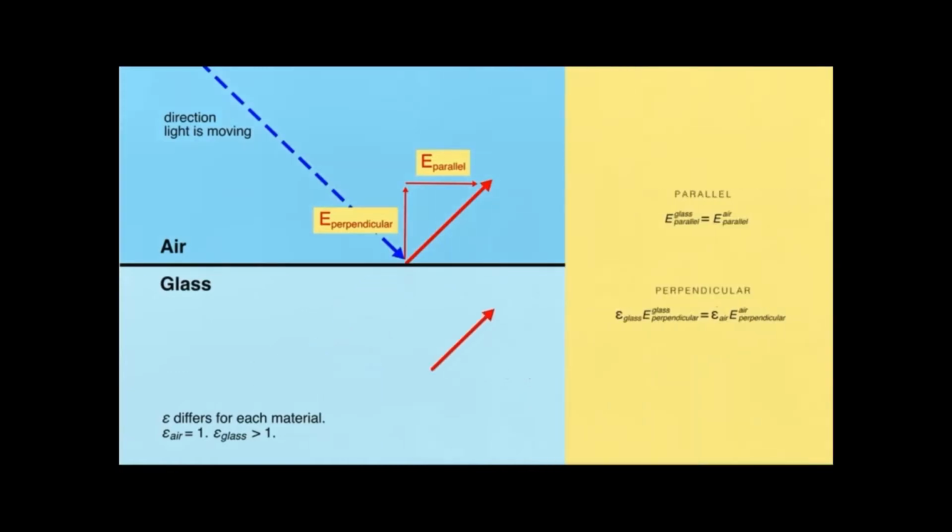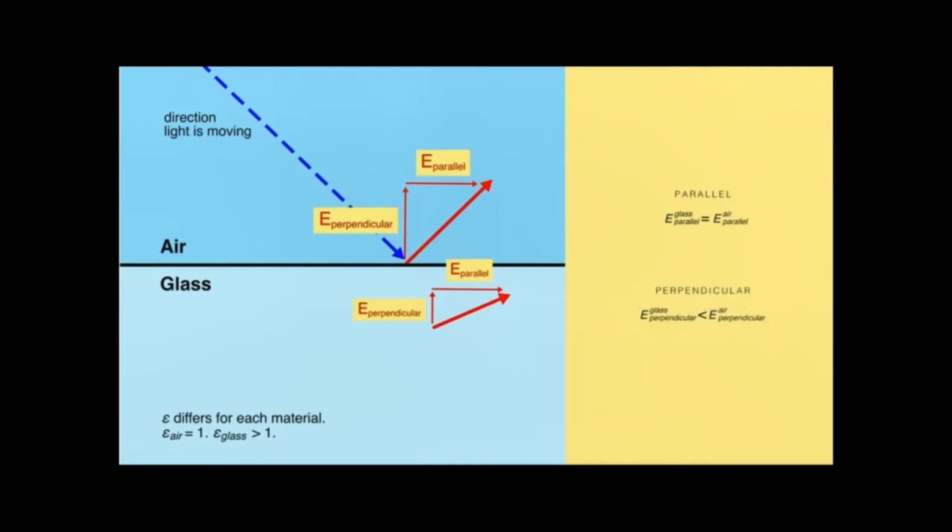The first is that the electric field parallel to the surface of the glass has to be the same in the air and the glass. And similarly, perpendicular to the surface, what has to be the same is the electric field times this epsilon, which is different for each material and depends on its molecular makeup. We can then manipulate these equations to see what the electric field in glass should look like. Because epsilon is bigger in glass than in air, that means that the perpendicular electric field in glass has to be smaller than it is in air.